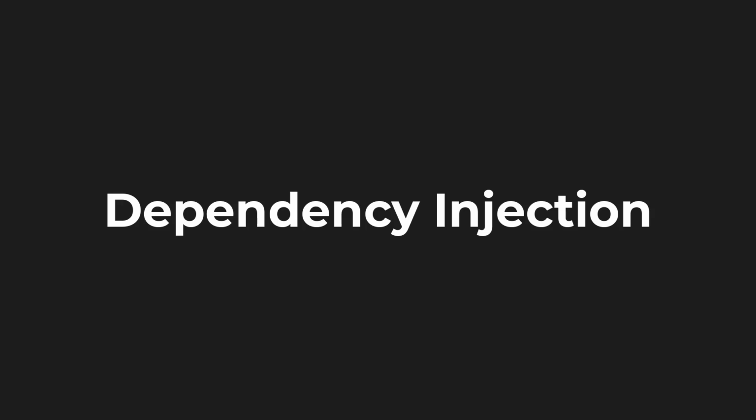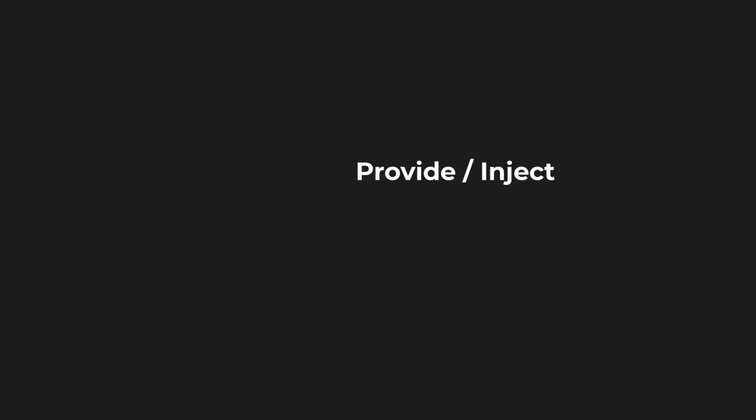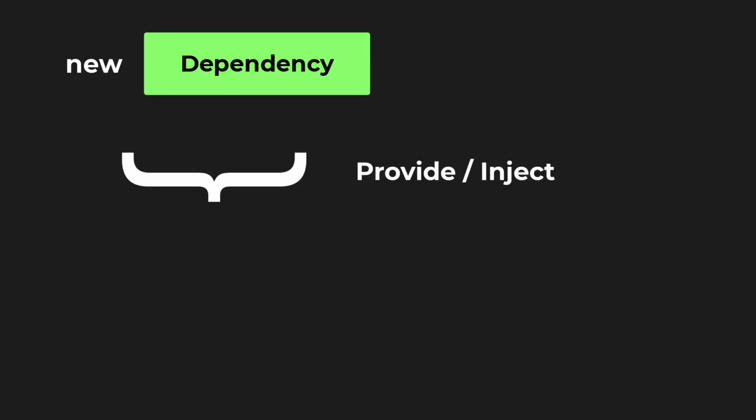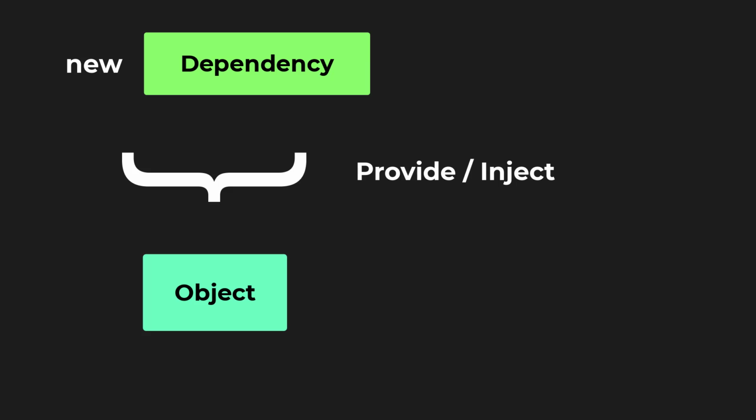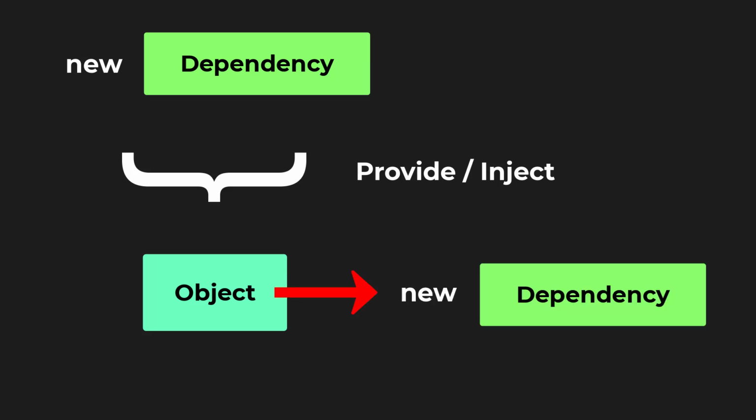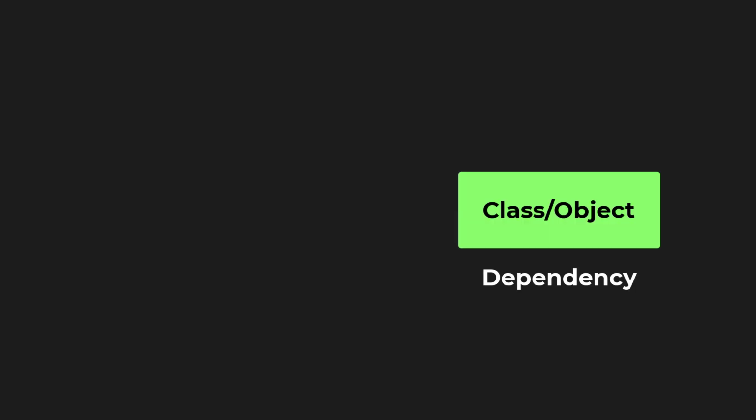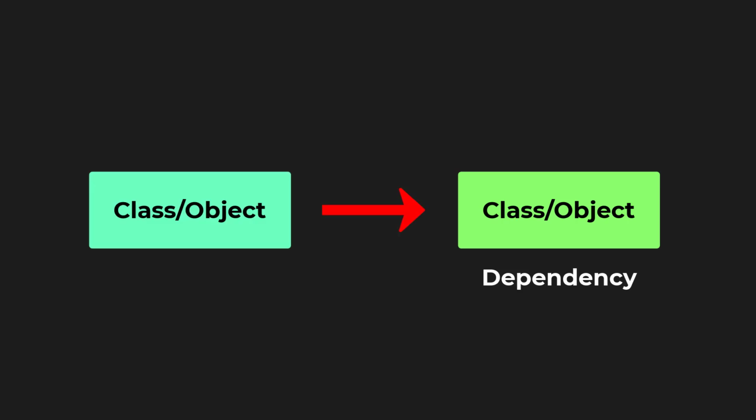What is dependency injection? Simply put, dependency injection is a way to provide or inject an instance of a dependency that an object needs, rather than having the object create an instance of its dependency itself. Now, what is a dependency? A dependency is simply a class or an object that another class or object depends upon.